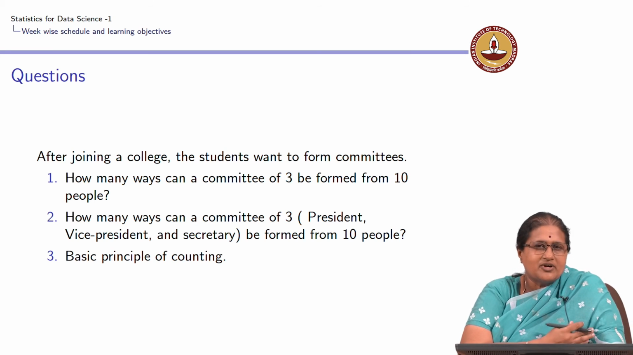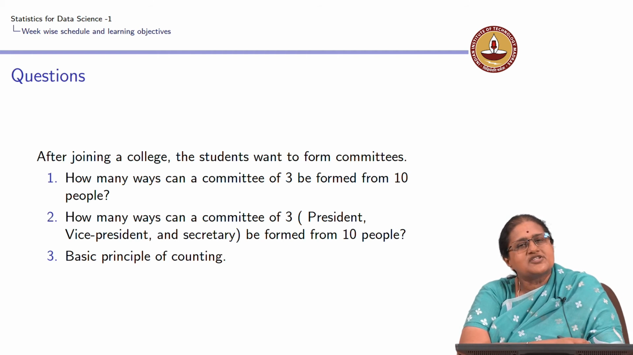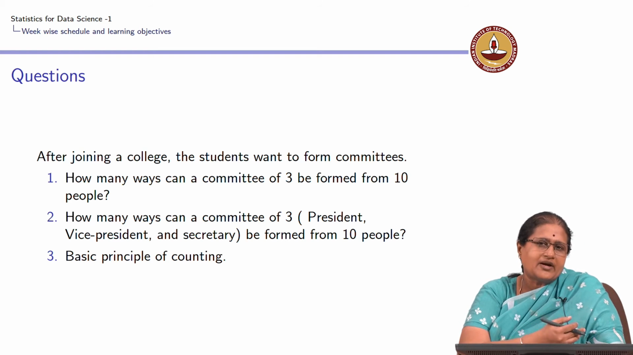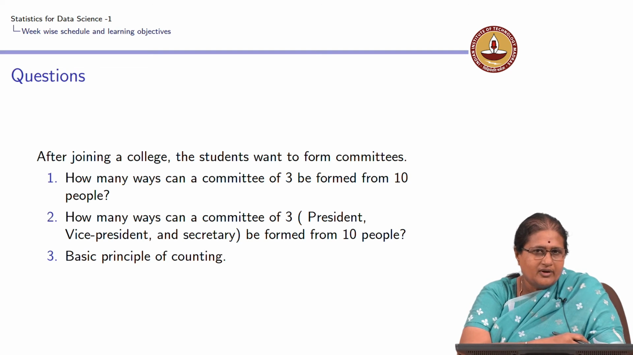Whenever there is an element of chance or uncertainty, we need a very robust tool to handle this notion of uncertainty, and probability is a good tool to handle it. But even before we understand the tool of probability, we need to understand the basic principle of counting. Why do we need to understand the basic principle of counting?